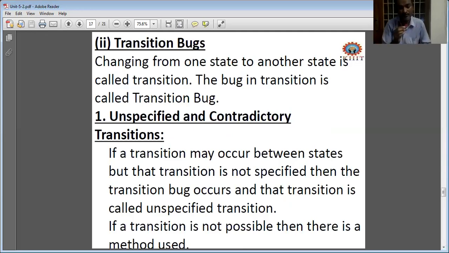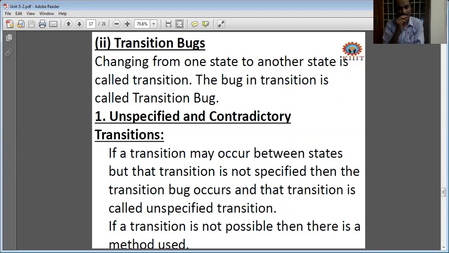What is meant by transition bugs? Changing from one state to another state is called transition. So the bug in a transition is called a transition bug. First one, unspecified and contradictory transitions. What is meant by unspecified and contradictory transitions?